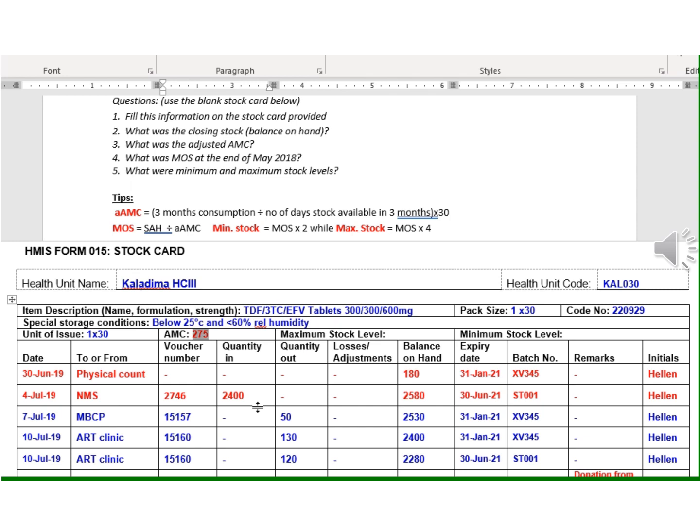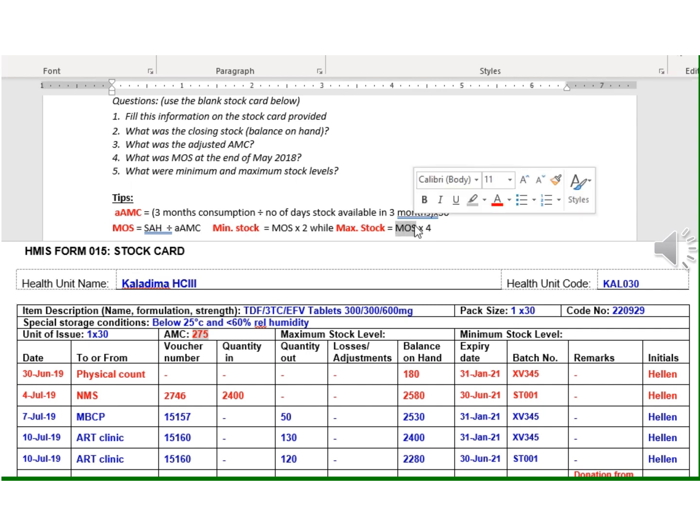Now, after establishing my average monthly consumption, I need to establish my maximum stock level. The formula is here: maximum stock level is my average monthly consumption times... minimum stock level is my average monthly consumption times 2. That's my minimum for ARVs.